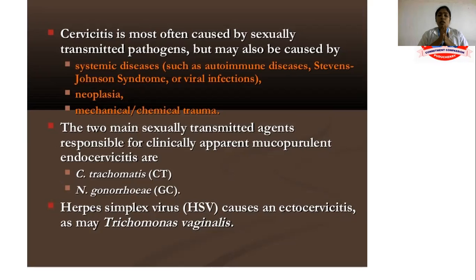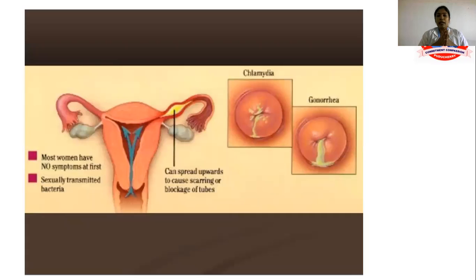Okay. So the two main sexually transmitted agents which are responsible for clinically apparent mucopurulent endocervicitis are chlamydia trachomatis and Neisseria gonorrhoeae. So these produce mucopurulent endocervicitis. And herpes simplex virus causes an ectocervicitis, as does Trichomonas vaginalis. So herpes simplex virus and Trichomonas vaginalis cause ectocervicitis. So chlamydia and gonorrhea are responsible for mucopurulent exudate.